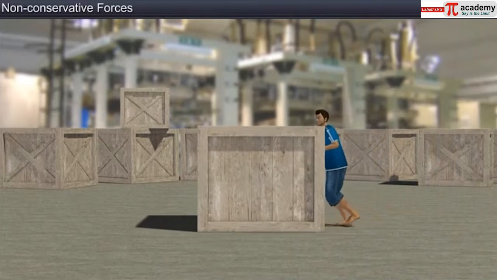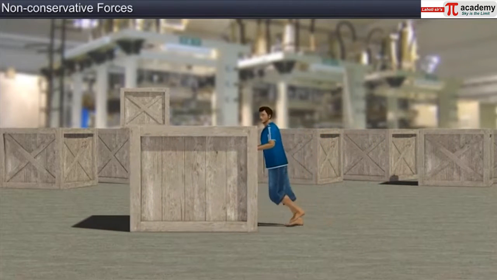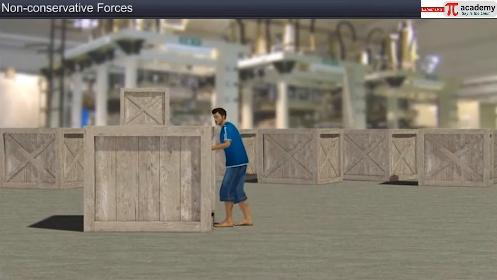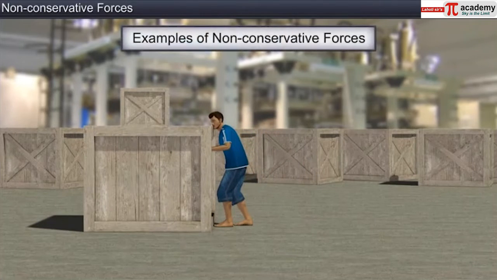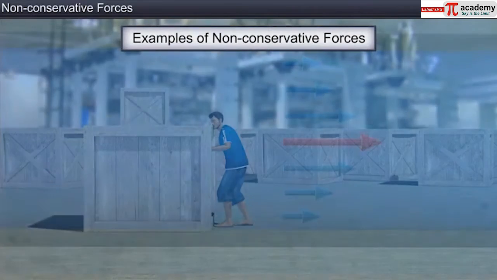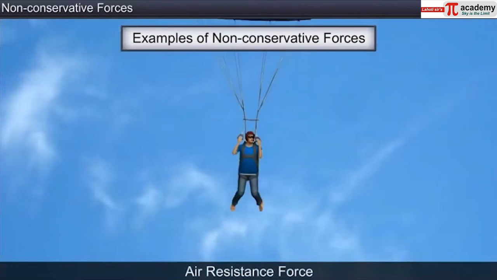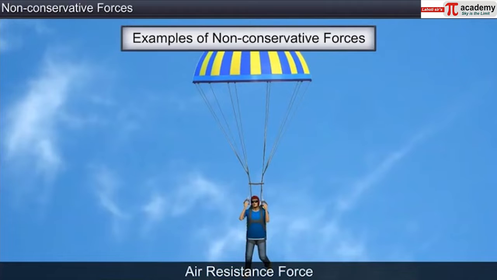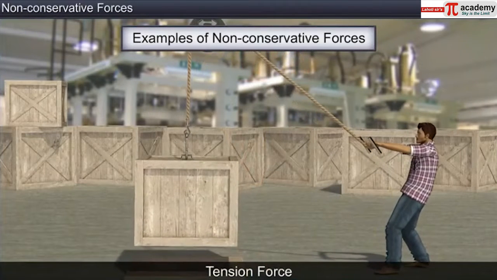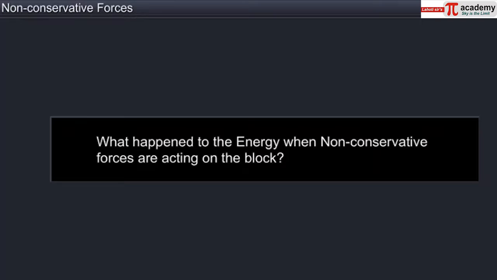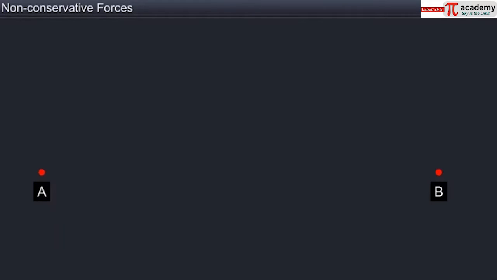Since frictional force depends on the path followed, it is also an example of non-conservative force. Some other examples of non-conservative forces are viscous force, air resistance force, and tension force. Let us now understand what happens to the energy of a block when a non-conservative force acts on it. Consider a block moving from point A to point B on a horizontal rough surface.